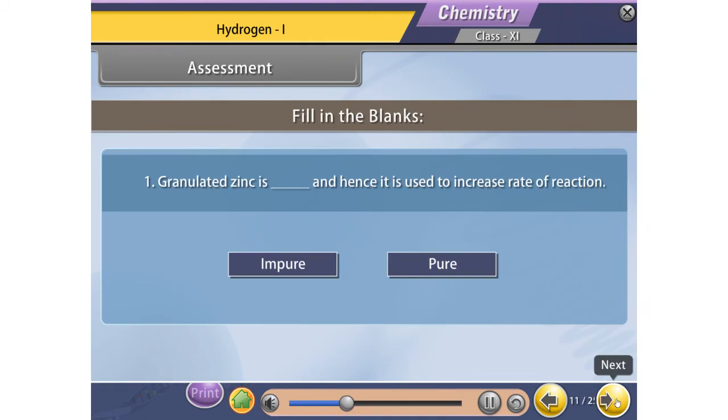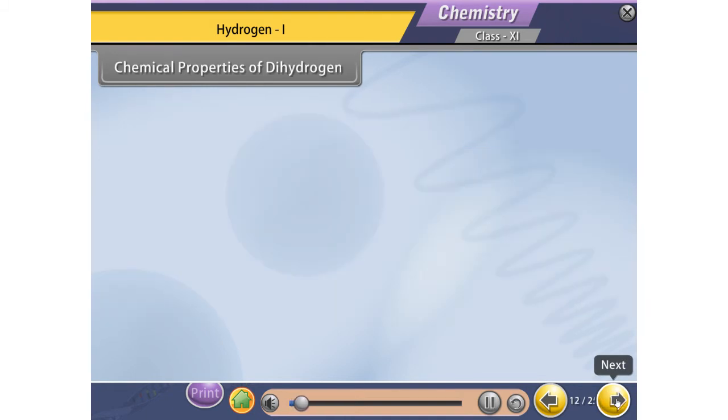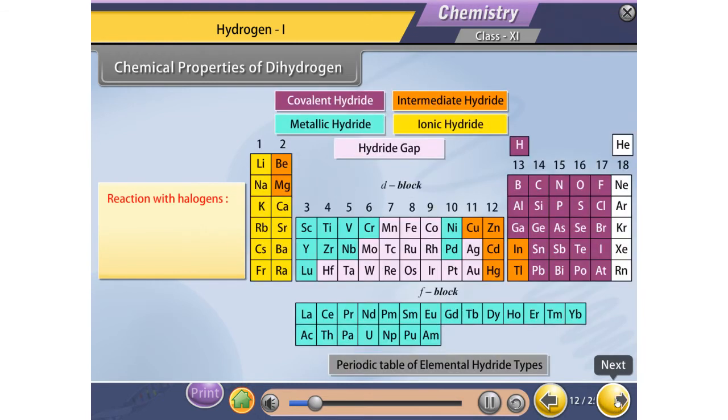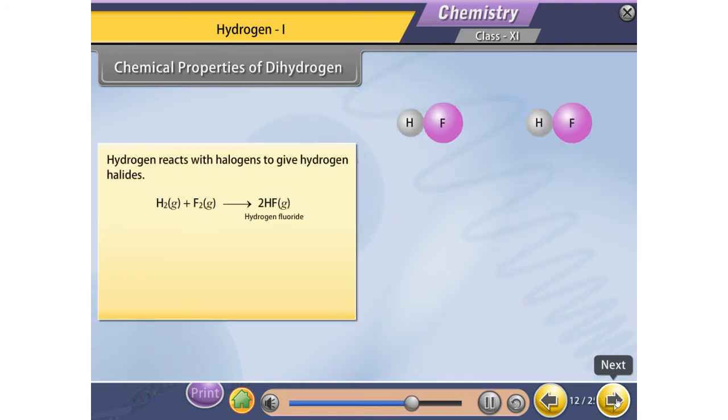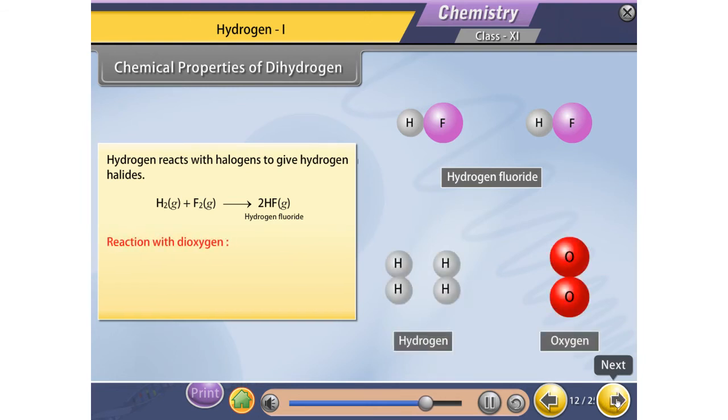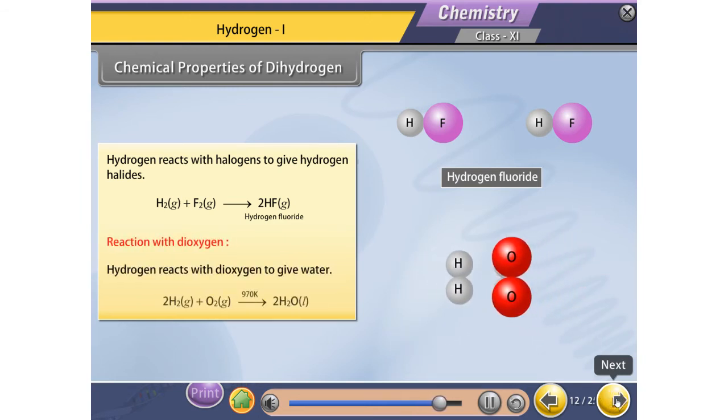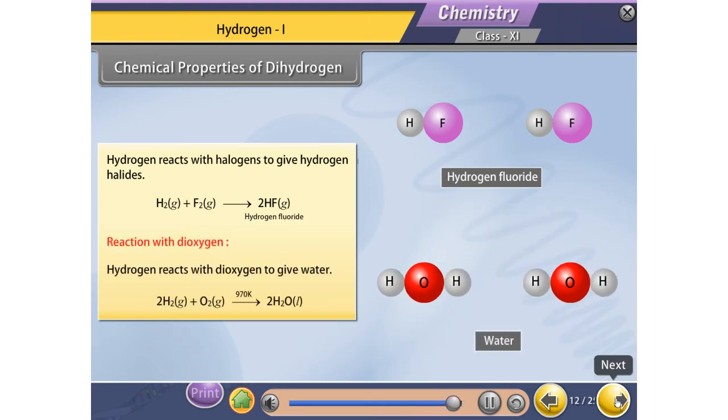Before chemical properties of dihydrogen. Reaction with halogens. The reactivity of halogens with hydrogen is: fluorine greater than chlorine, greater than bromine, greater than iodine. Hydrogen reacts with halogens to give hydrogen halides. Reaction with dioxygen. Hydrogen reacts with dioxygen to give water.